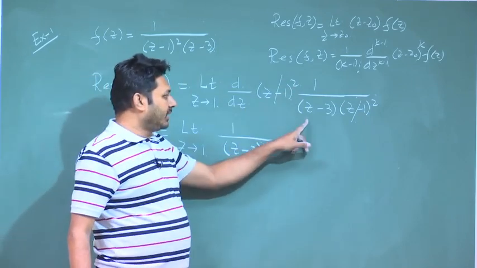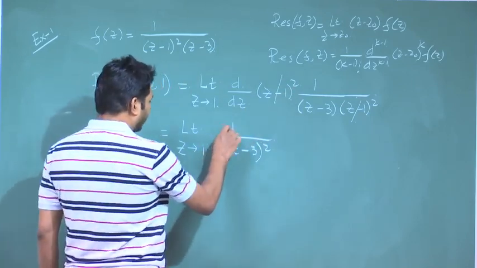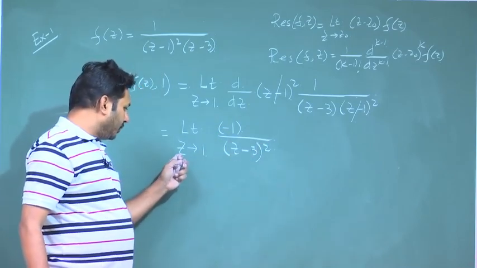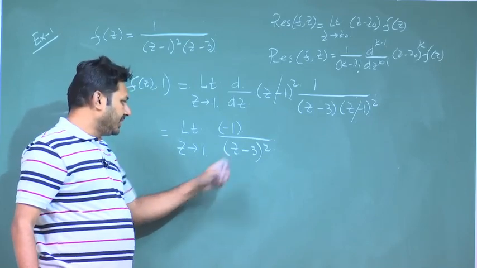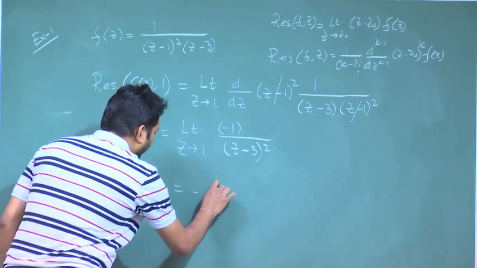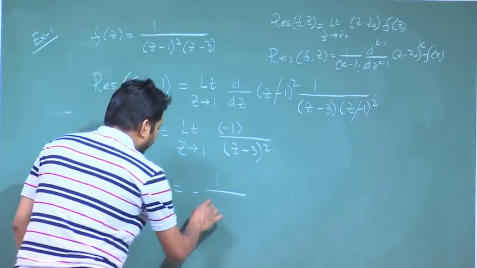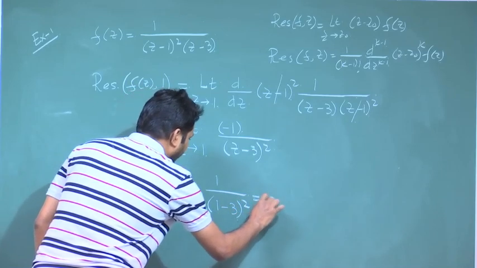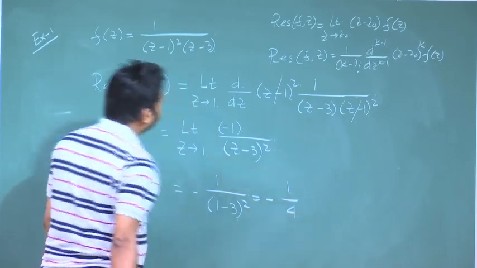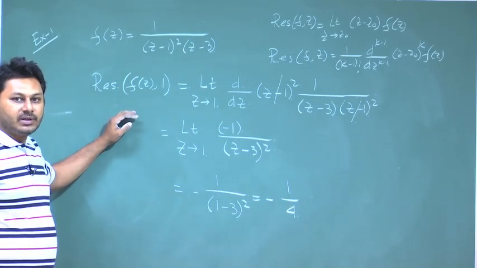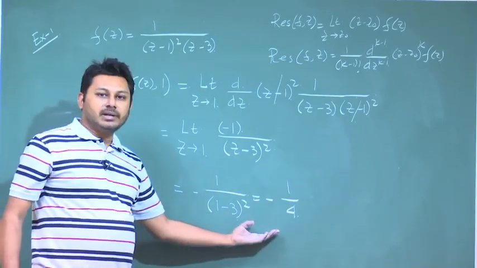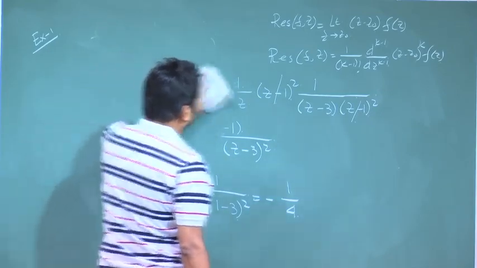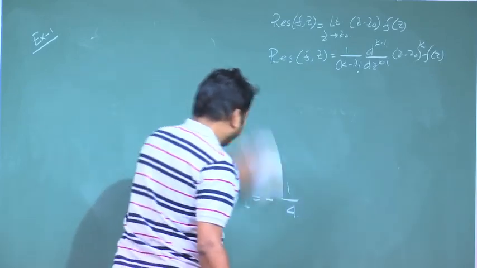Once I take 1 divided by this thing, a minus 1 term will come here because of this derivative. So, I will have this. Now I put the value of z here: minus of 1 divided by (1 minus 3) square, which is minus 1 by 4. So, in the first case my residue was 1 by 4, in the second case the residue comes out to be minus 1 by 4. This is the first example, and blindly I am using these things, so I am getting some results.